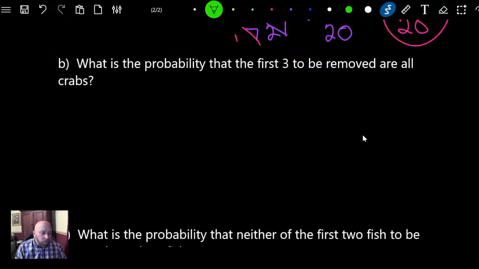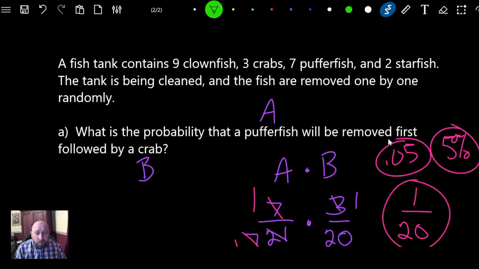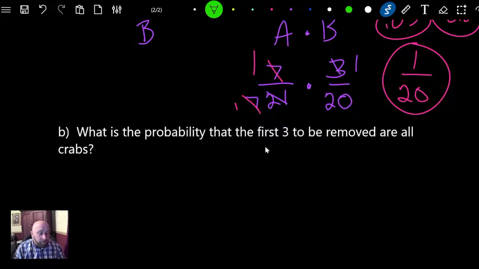All right, letter B. What is the probability that the first 3 to be removed are all crabs? Well, let's go back to this and let's find out. Remember, we had 21 total. So the first one would be for event A, that's a crab. Event B is another crab, and event C is a third crab. Because remember, we had to get 3 in a row, all crabs.